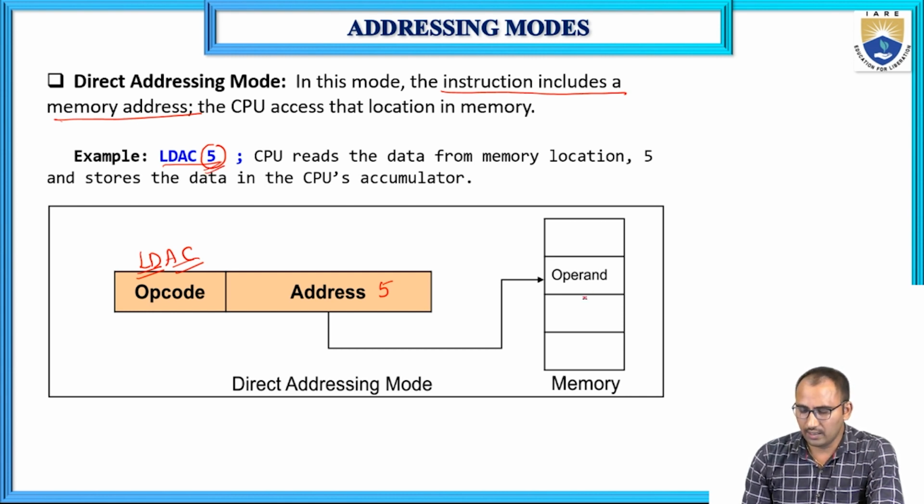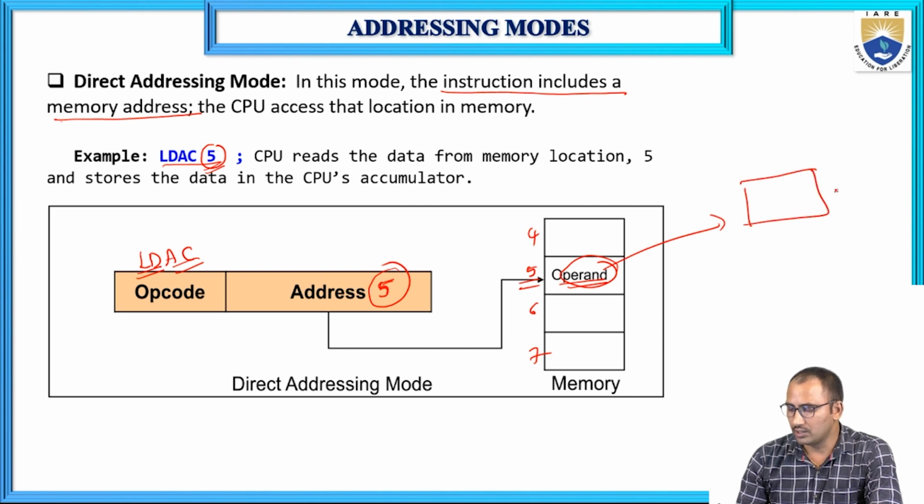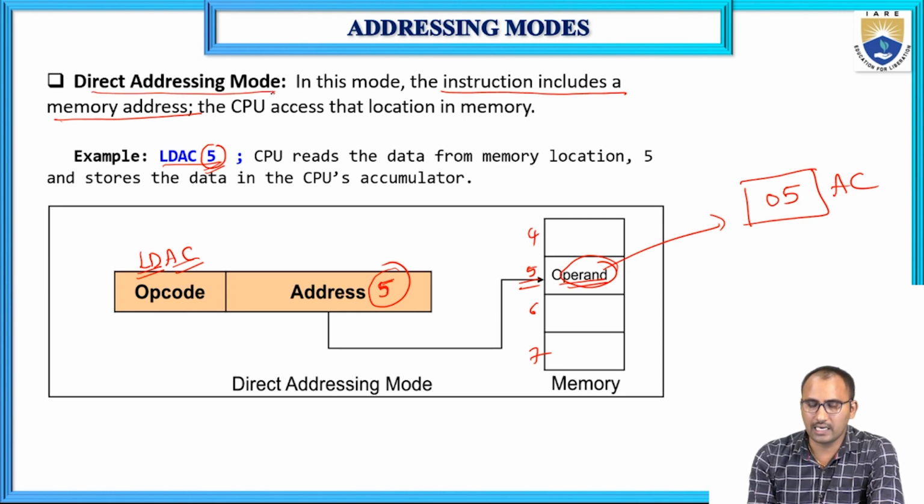Here the address is 5. Let us assume the memory locations are 4, 5, 6, 7. These are addresses of memory locations. What is the address specified in the instruction? 5. So it will point to the 5th memory location, where we have an operand. That operand we copy to the accumulator register. So that is called direct addressing mode. That means the address of the operand is given in the instruction directly.